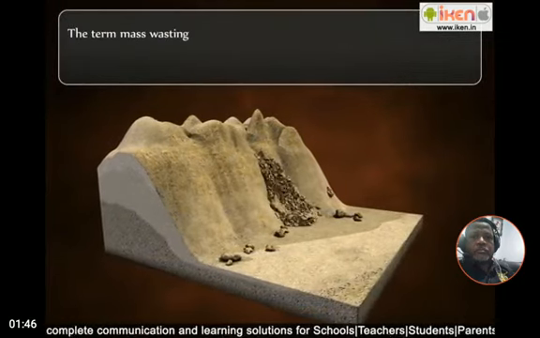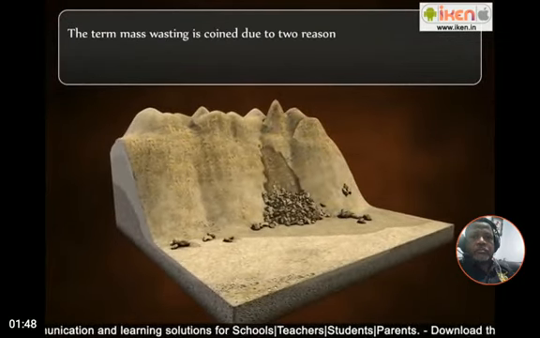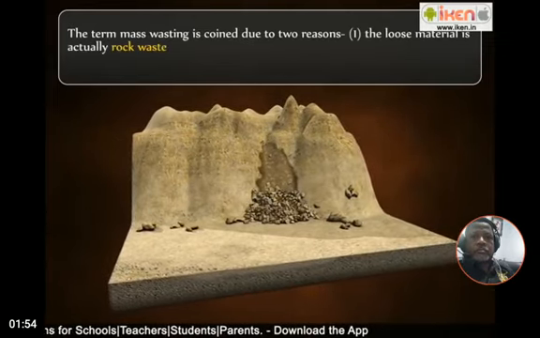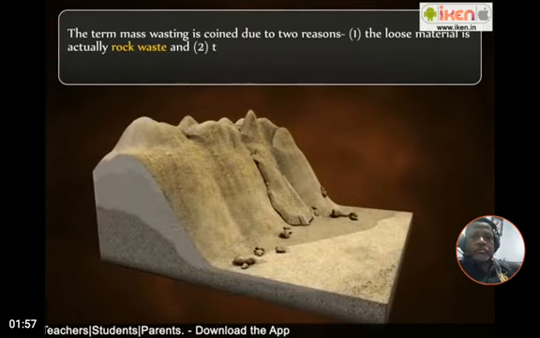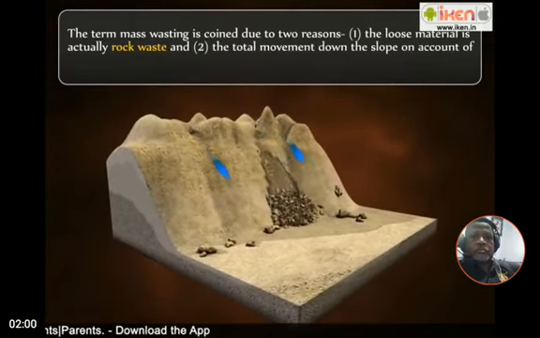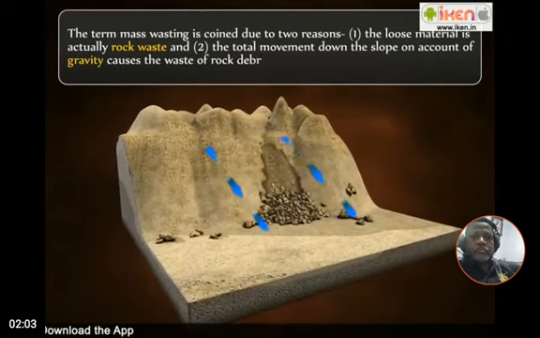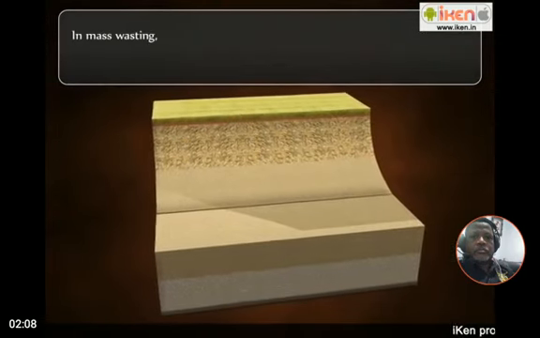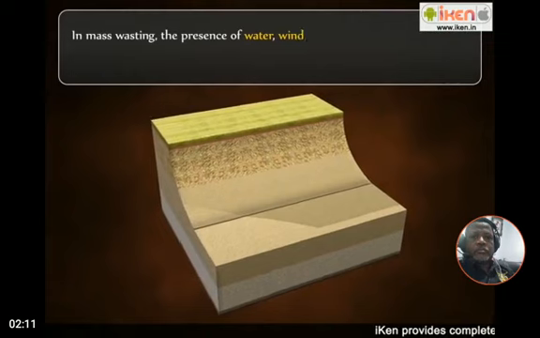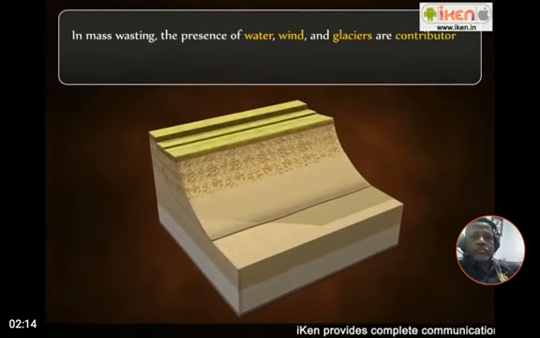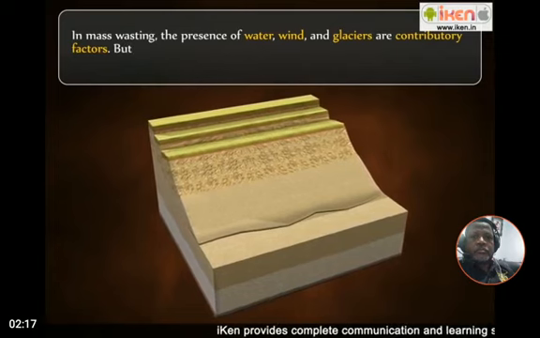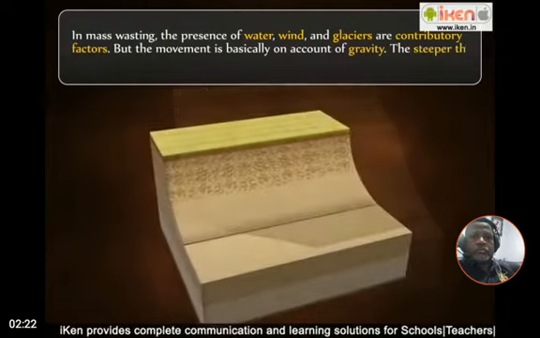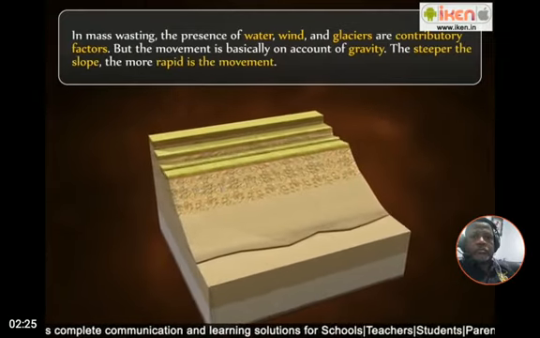The term mass wasting is coined due to two reasons. One, the loose material is actually rock waste. And two, the total movement down the slope on account of gravity causes the waste of rock debris in higher slopes. In mass wasting, the presence of water, wind, and glaciers are contributory factors. But the movement is basically on account of gravity. The steeper the slope, the more rapid is the movement.